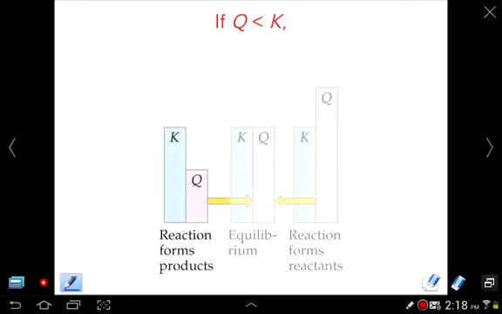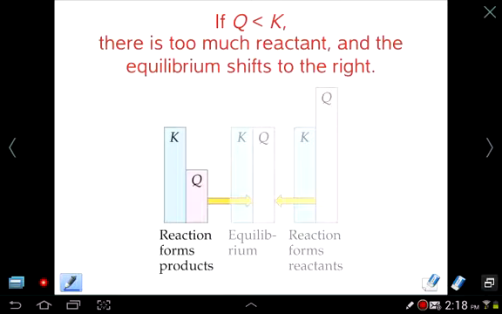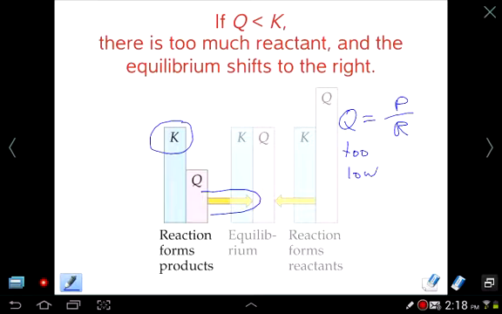And the last possibility: if Q is less than K, then the opposite is true. We have too many reactants, and the system will have to shift to the right to replenish some of the products. Thinking about this logically again, Q is products over reactants, so Q is now too low, which means we'll have to increase the top of this ratio and decrease the bottom, and as we do that, we equal out.